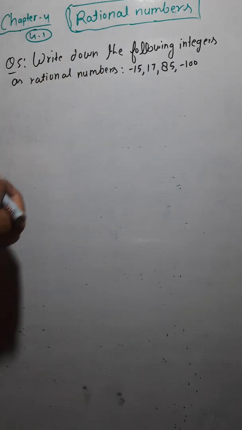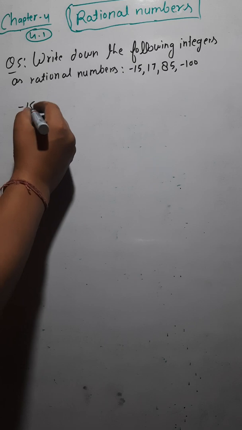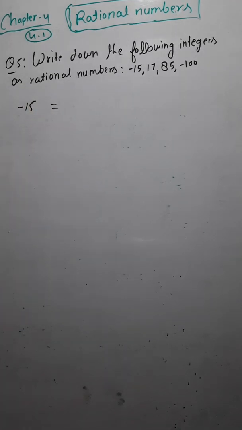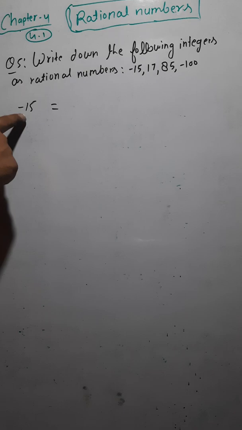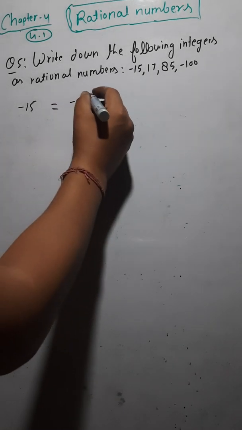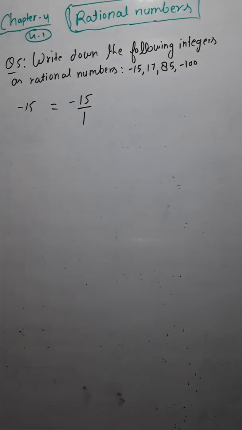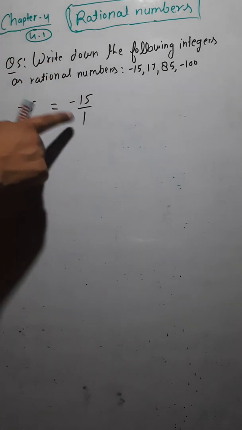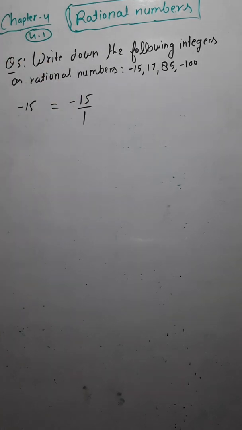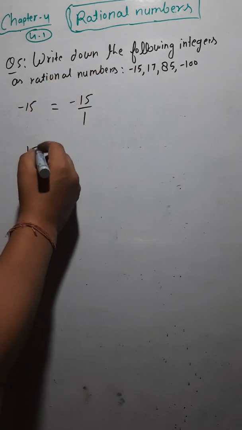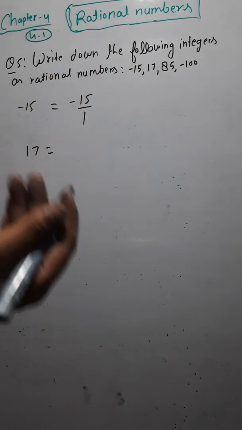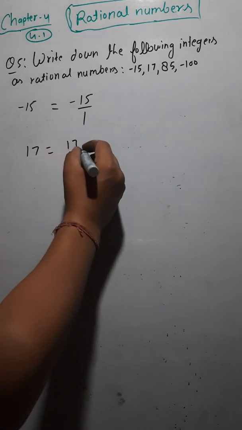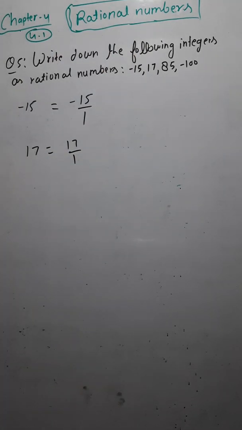Okay. So let me do one before you. Let's say it is minus 15. Minus 15 is an integer right now, so you can write it in the form of a rational number. You would be writing it as minus 15 by 1. So it is an integer right now, and it has been changed into a rational number. This is the rational number, minus 15 by 1. Getting this or not? Similarly, 17 can be written as how much? 17 by 1. Similarly, 85 by 1, minus 100 by 1. Okay. So do all the questions like that.